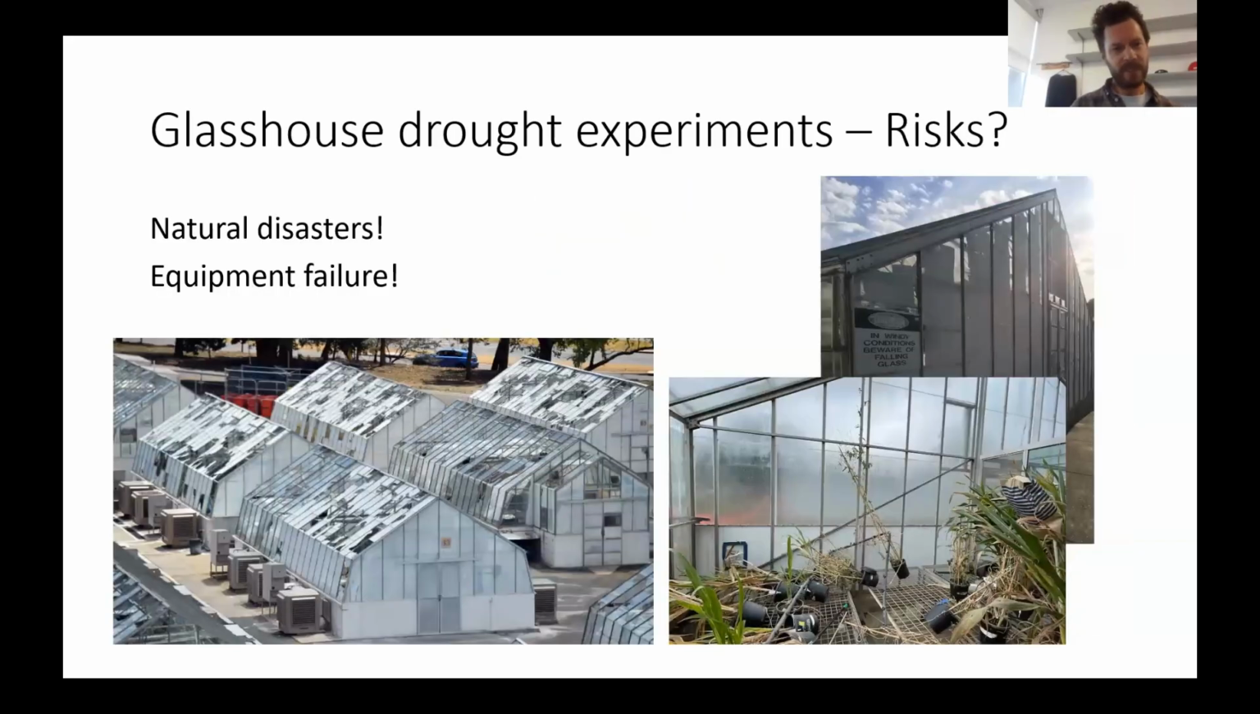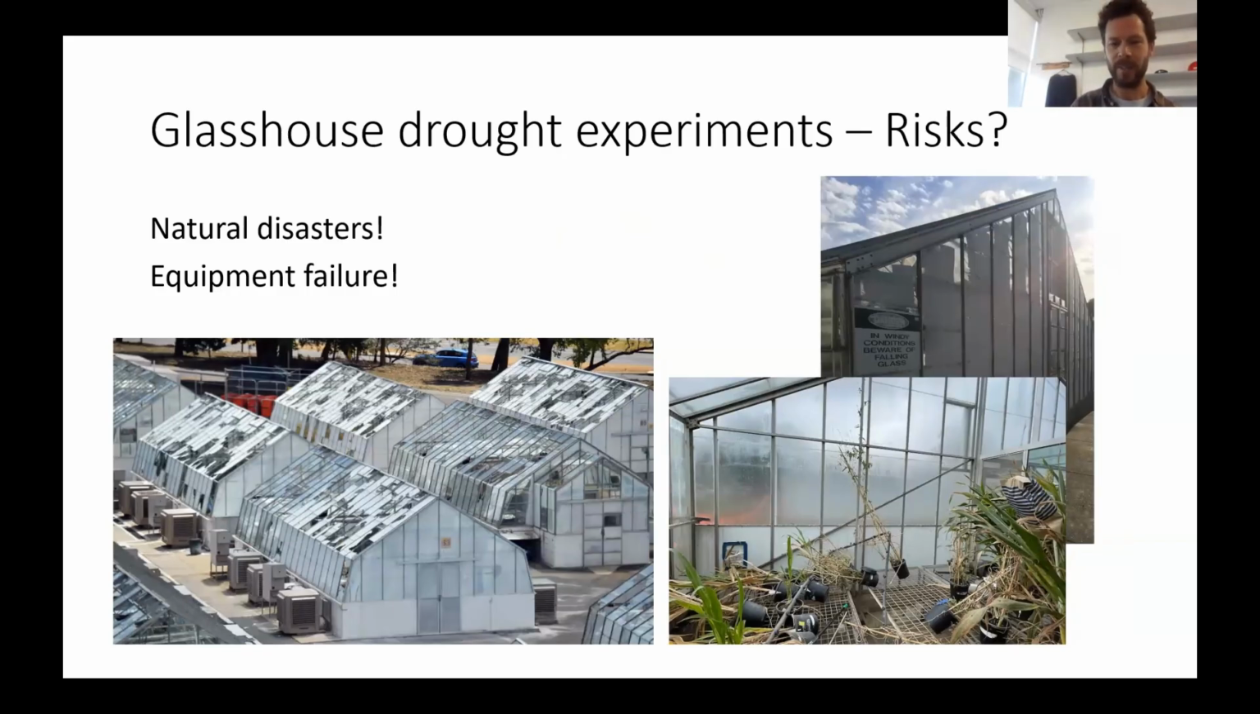So there are the benefits, but of course there's plenty of risks. And so here's a couple of slides that some of you are probably familiar with. The one on the left is the impact of a major hailstorm event at ANU, where they've basically destroyed all their glasshouses. It was super dramatic and sad.